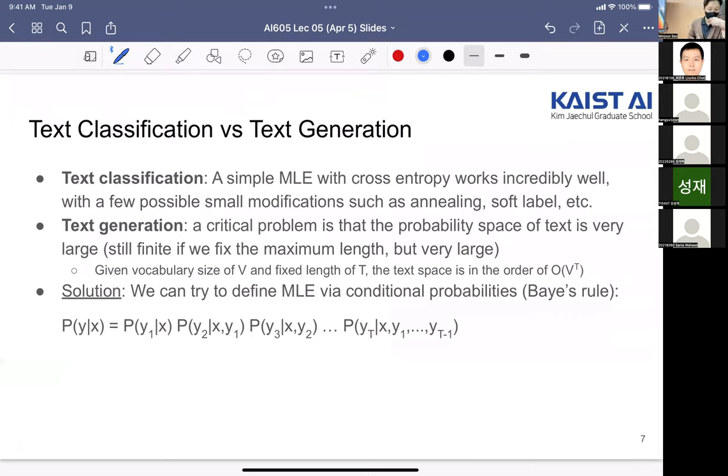So this can be a recap, but let's take a look at the comparison between the text classification and the text generation problem in a more mathematical way. Remember that for text classification, we used maximum likelihood estimation. And a simple MLE was enough, right? With cross entropy, we talked about this, right? This is basically the same as the NLL. And this works incredibly well. Maybe we need a few small modifications, which we don't really use these days, but they were sometimes useful. But what I was trying to say is that MLE with cross entropy, super simple, works incredibly well in text classification.